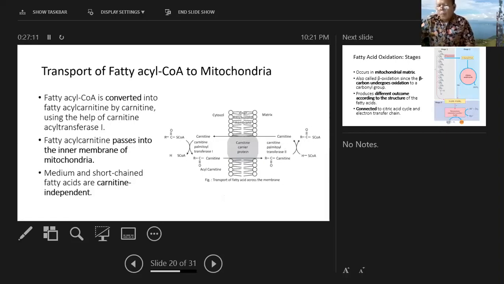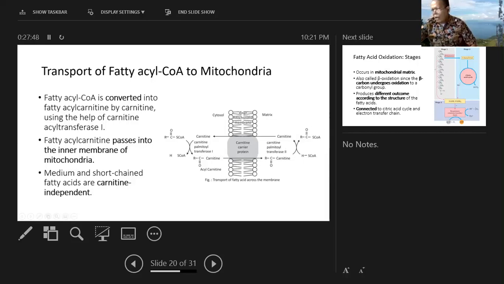Let's move to the transport of fatty acyl-CoA into mitochondria. Let's see the first one. This is the schematic of mitochondria. This is the matrix and this is the cytosol. From this one, we can see how carnitine enters from the cytosol by using this mechanism. This is the transport of fatty acid across the membrane.